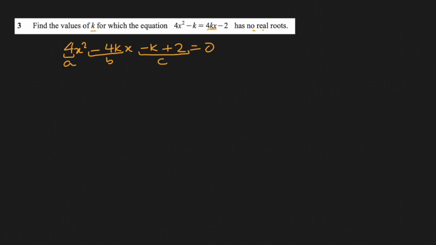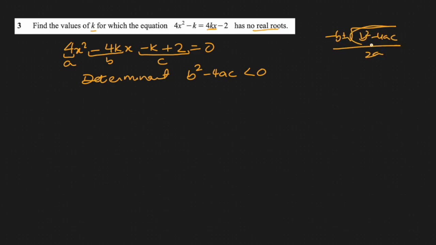Okay. For no real roots, the discriminant b squared minus 4ac must be less than 0, right? That is the condition, because in our quadratic formula it becomes minus b plus or minus the square root of b squared minus 4ac, over 2a, right? If this is negative, the square root cannot be found. That's why we write that it is negative, less than 0. So b is minus 4k, so I'll write minus 4k squared minus 4 times a, which is 4. C is minus k plus 2.